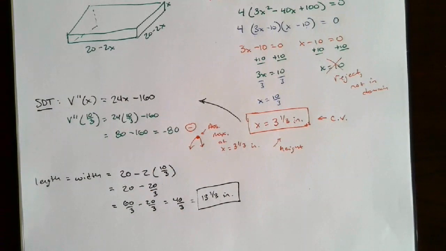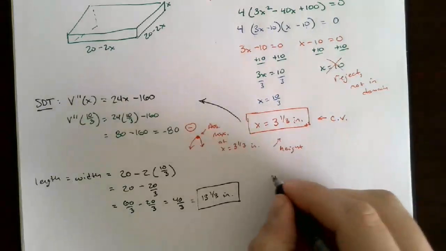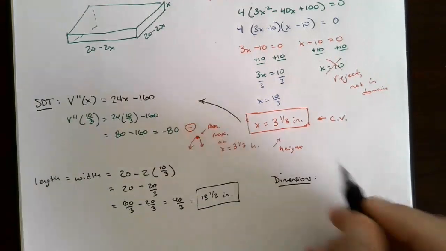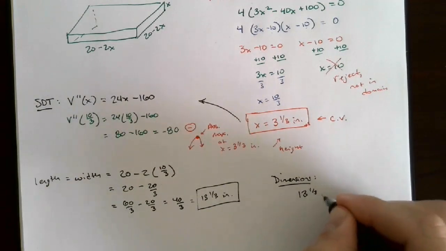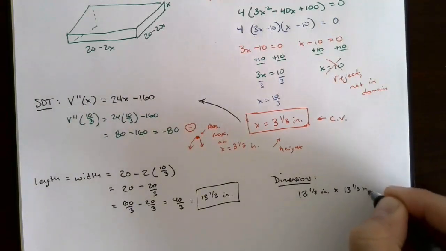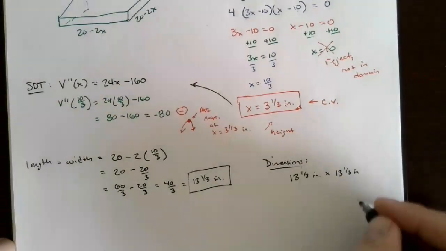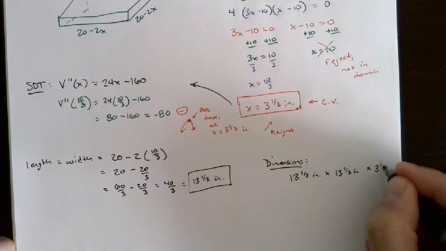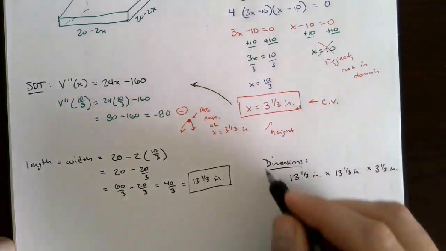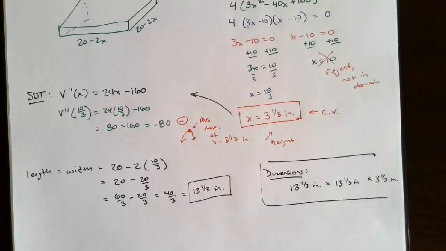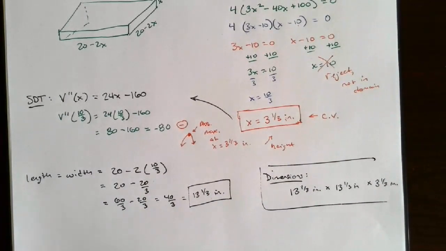So your dimensions, if you were to write them out, and as long as you're clear about what they are, this is the length and the width, that's the height, are really 13 1/3 inches by 13 1/3 inches by 3 1/3 inches. And those are the dimensions that do what? Well, they maximize the volume. So it makes it so the box can fit the most inside of it.